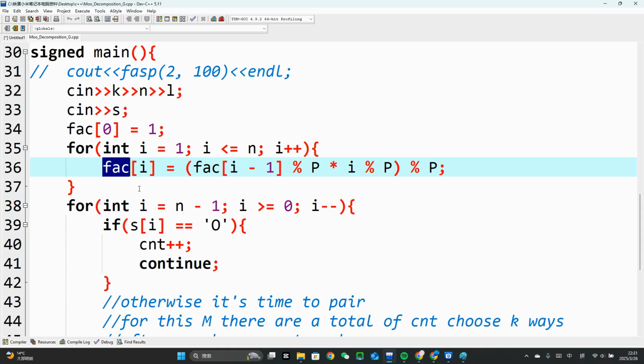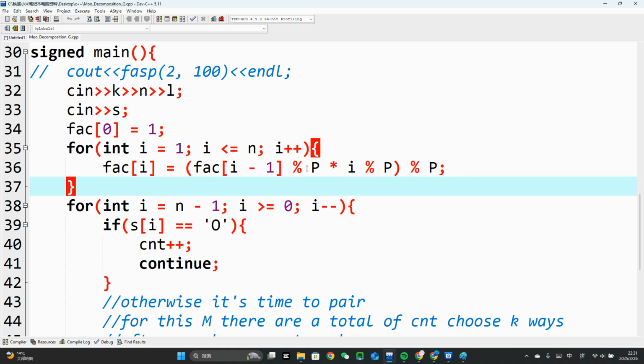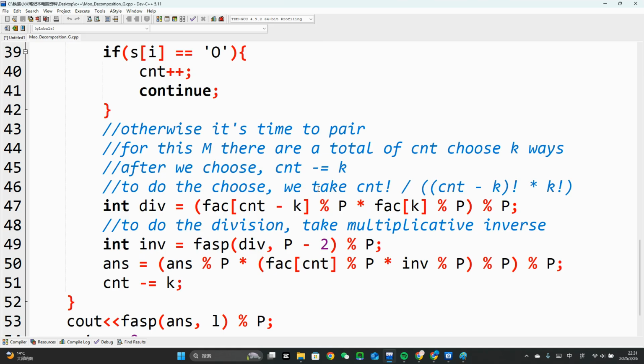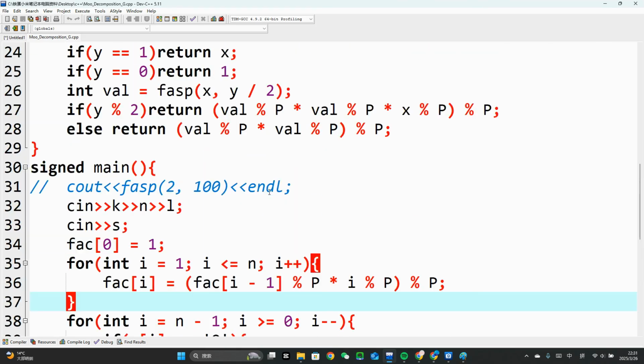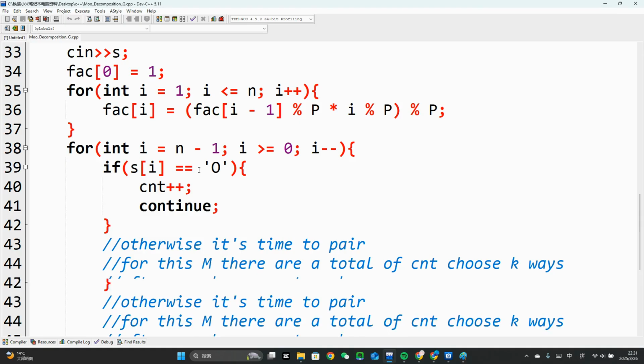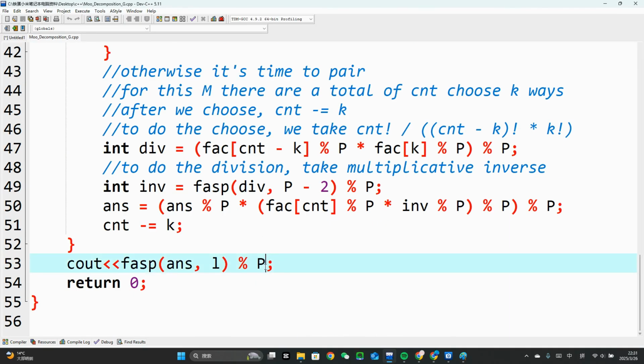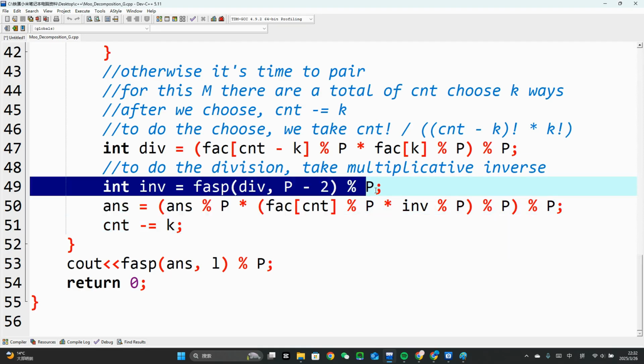So the most factorial we need to take is n, so that's why we pre-process all the factorials up to n, and remember to take mod p along the way. And then obviously you have the fast power, because in the end we have to be multiplying all the answers together. However, notice that since we're taking modulo p the whole way, we can't just do the n choose m process like we did before, because there's division involved, which means we need to use Fermat's Little Theorem to find the multiplicative inverse of a number and multiply the first number by the multiplicative inverse of the second in order to achieve the effect of the first divided by the second under modulo p.